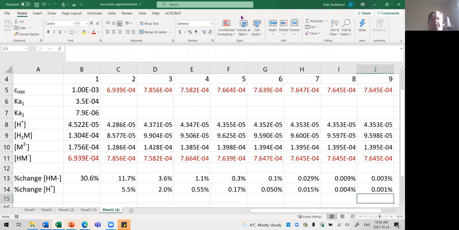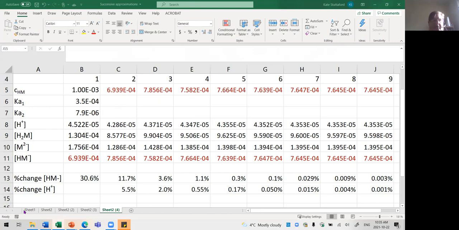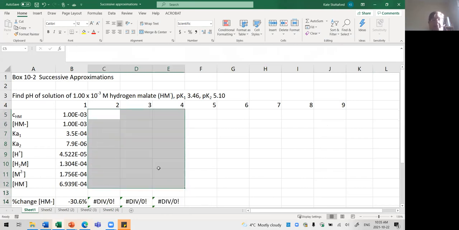This is the first one. I'm just going to make sure that the share is working. Yes, it is. Okay, so this is successive approximations. We're going to start here at the beginning. And what I'm going to do actually is delete all this, and hopefully I can recreate it.